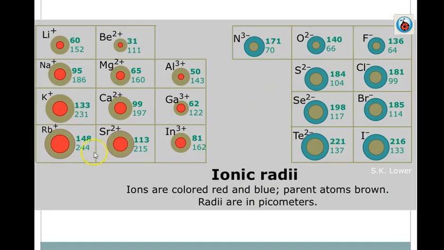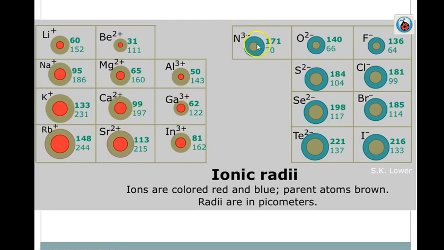Here's a visual for you. Lithium, for example. Here it says the ions are colored red and blue, and the parent atom is brown. So, cations, all on the left, are positive. The brown is the original. Once it loses the electron, it gets smaller. It becomes that red. Losing electrons, smaller. Repeat after me. Losing electrons, smaller.